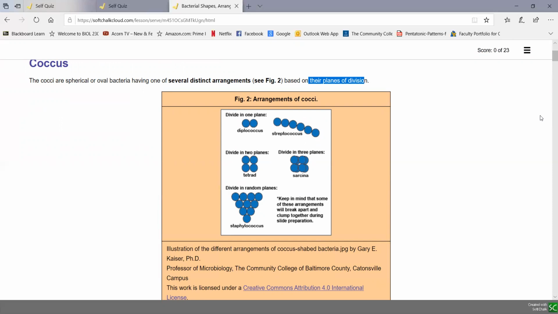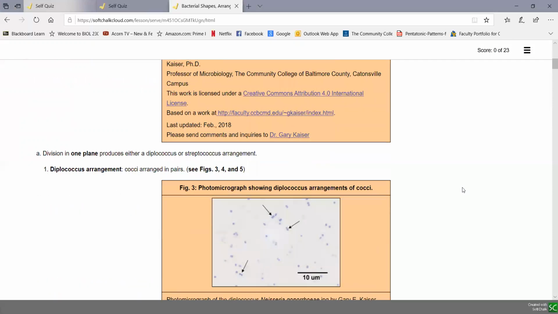And these arrangements are shown in the drawing here in figure 2. But as we'll be stressing in lab, keep in mind that when you make slides of microorganisms and view them under the microscope, some of the arrangements break apart and sometimes the arrangements clump together. So you have to look fairly carefully to determine the correct arrangement of cocci. So let's look at each of these different arrangements now.